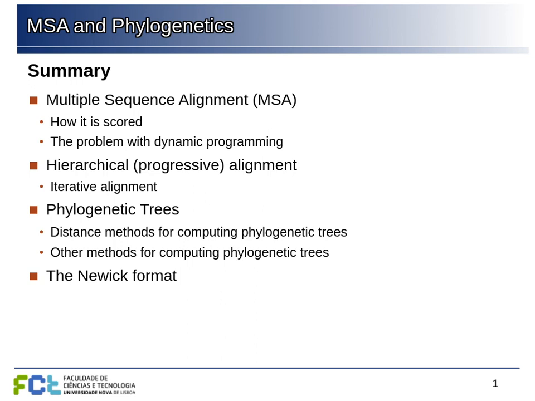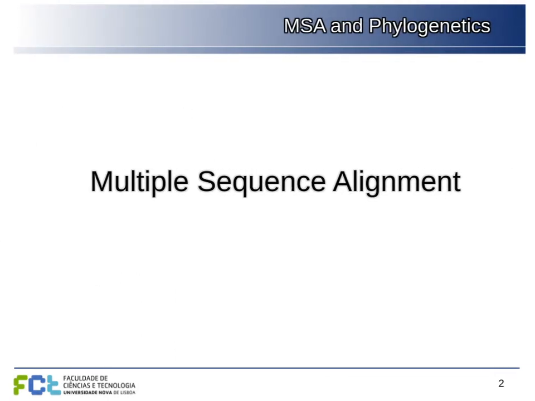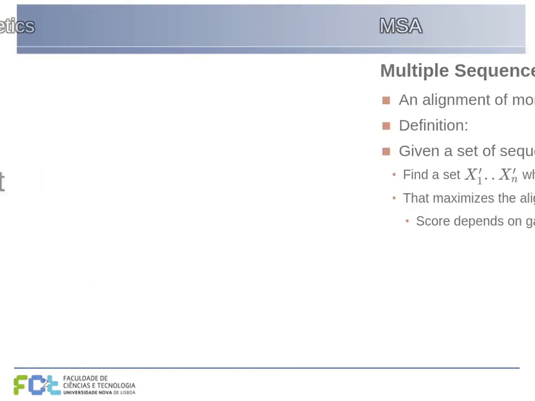There are many different applications, such as classifying fossils and things like that, but we're going to focus on this part that is more related to bioinformatics. And we're also going to look at the Newick format, which is a standard format to specify these phylogenetic trees. So let's start with multiple sequence alignment.